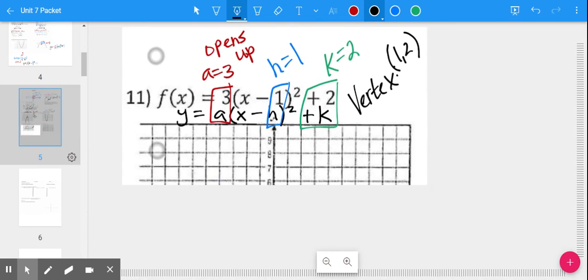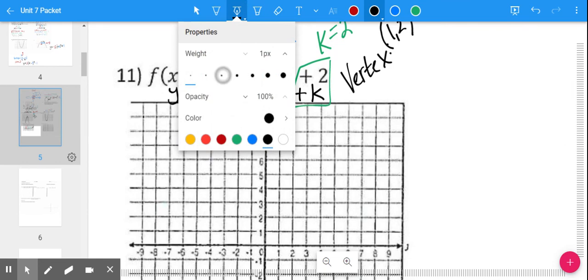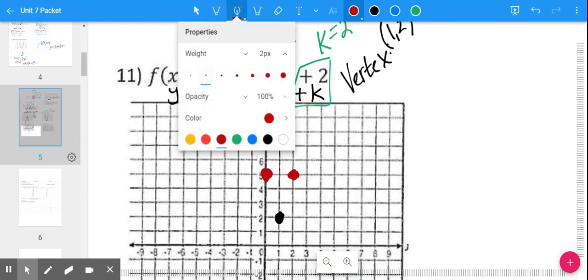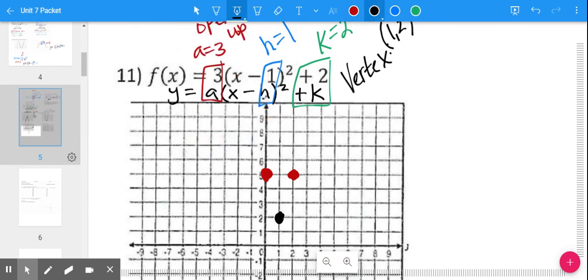So the first thing you need to do is graph that vertex. So we go 1, 2. Now on this one, your a value is 3. So when you go one box to the right of your vertex, you go up 3. And you go one box to the left of your vertex and go up 3 because of that a value being 3. And then you can draw your parabola.